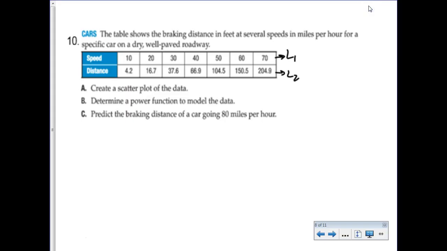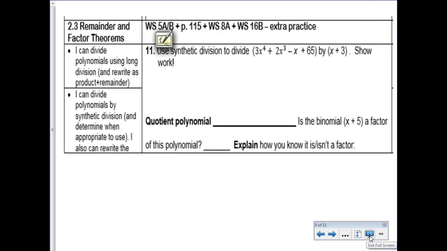All right, another section, 2.3. Okay, this one, they want you to use synthetic division to divide, show your work, and then write the quotient, and then you're going to answer whether or not it was a factor. Okay, that's a lot of stuff. So we're going to perform synthetic division, and you must perform synthetic in this case because you're showing me that technique. So in the box, you put the solution to your divisor, so -3.